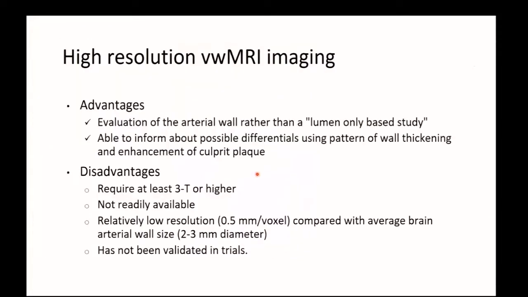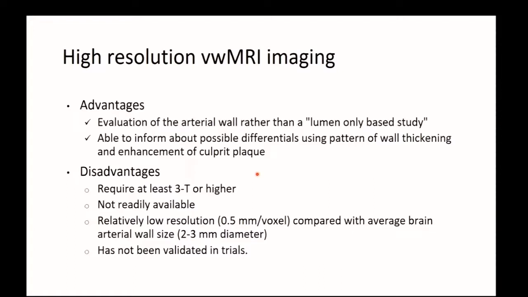So high resolution vessel wall MRI imaging is evaluation of the arterial wall rather than the lumen only, based on the studies that we used. It's able to inform about the possible differentials using the pattern of wall thickening and enhancement. Radiologists can tell whether it's vasculitis, whether it's ICAD, whether it's a Moya pattern, or whether it's a subocclusive thrombus. So it will be useful in differentiating what's causing the luminal narrowing.